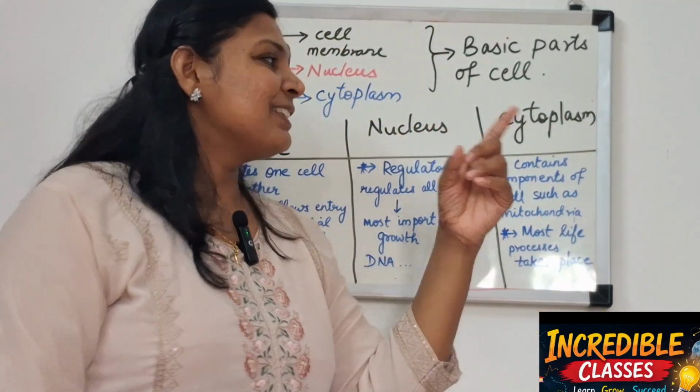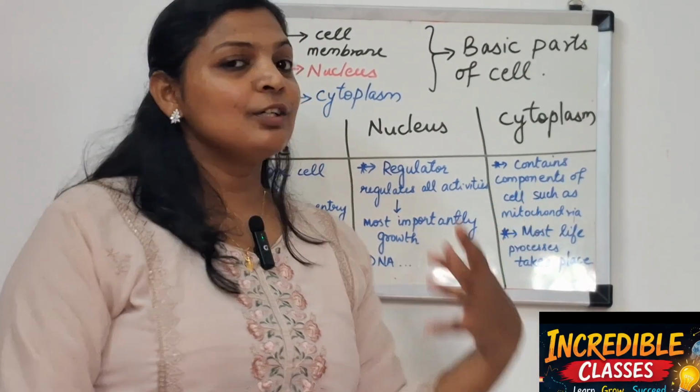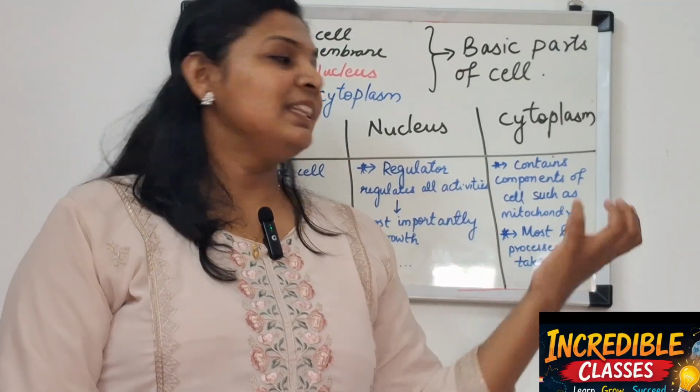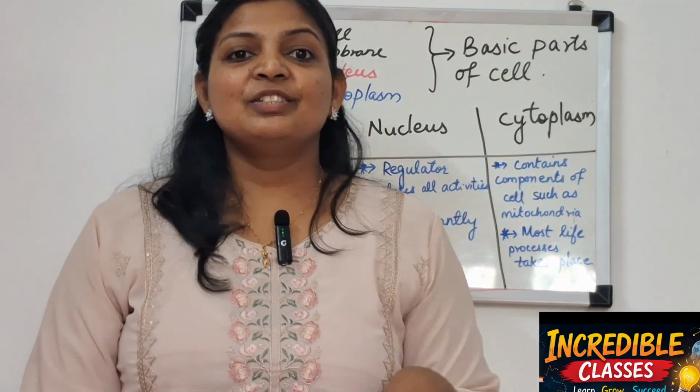So the cytoplasm also has many components like mitochondria, vacuoles, and chloroplast. These are some of the components which are found in the cytoplasm.